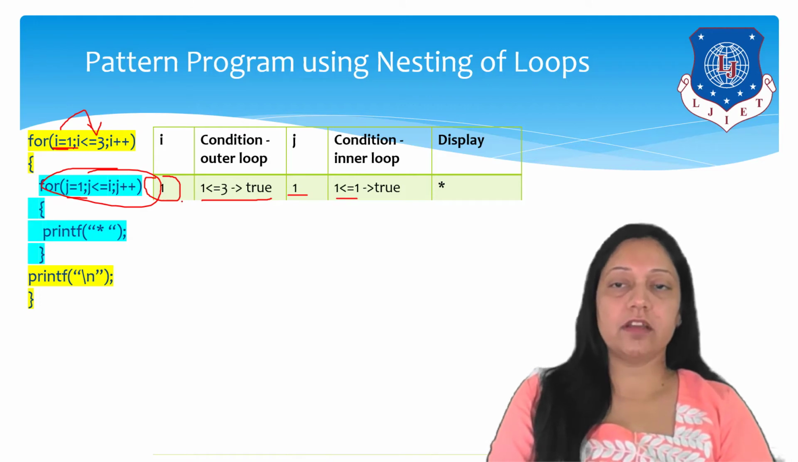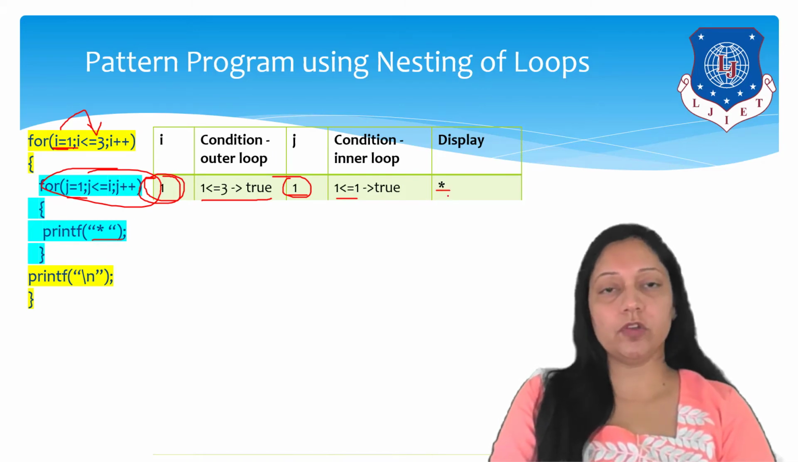Then check the condition. The condition is j less than or equal to i. The value of j is 1 and the value of i is also 1. So 1 less than or equal to 1, which is true. So if the condition is true, a star will be printed onto the screen.